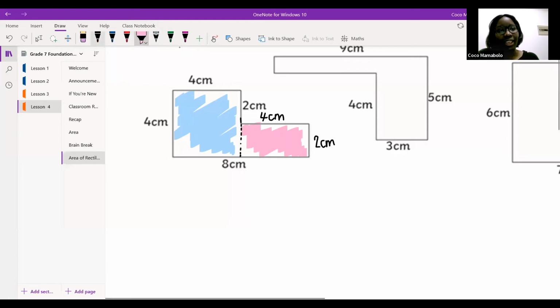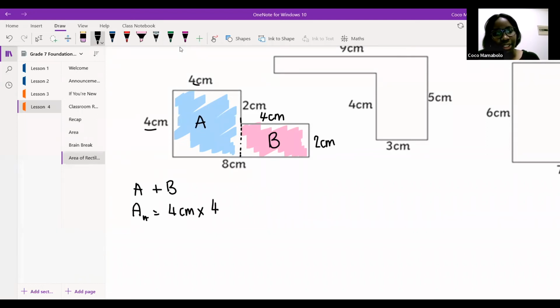And what I can do is calculate the area of shape A and the area of shape B, and then add the area of shape B to the area of shape A, which makes it a lot easier for us to see, right? So if I calculate the area of shape A, I get 4 centimeters times 4 centimeters. Therefore the area of shape A is 16 centimeters squared.